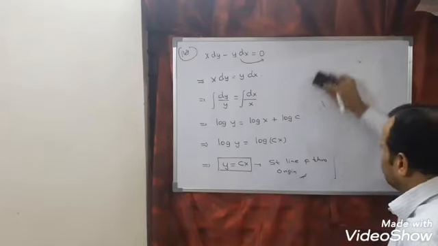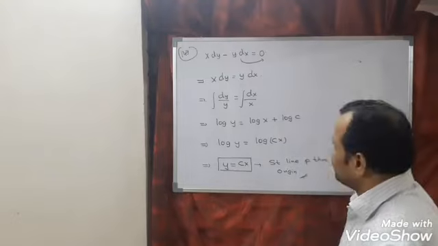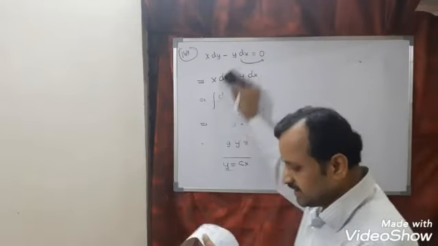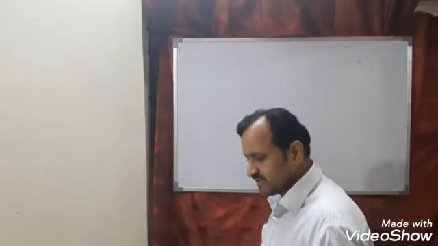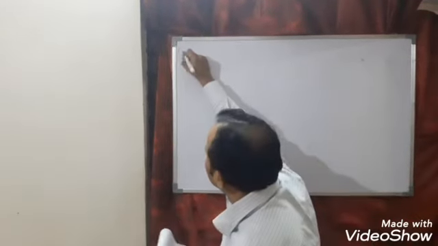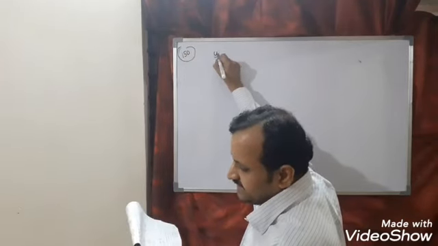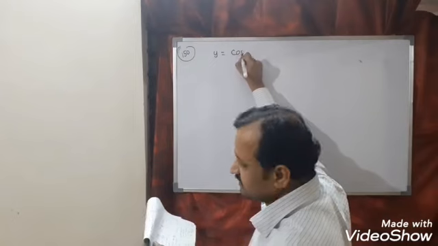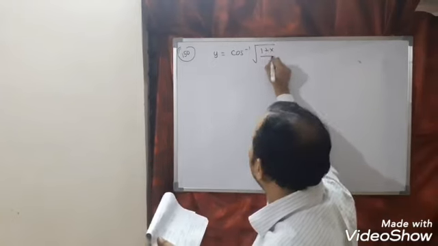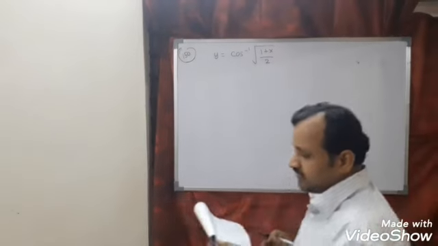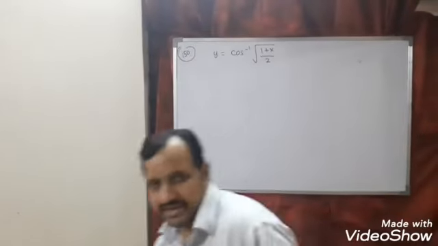Let us see the next question. Question number 150. And here the question is the differential coefficient of cos inverse. So question number 150 is y is equal to cos inverse square root of (1 plus x) by 2. So we have to find the differentiation of this with respect to x.